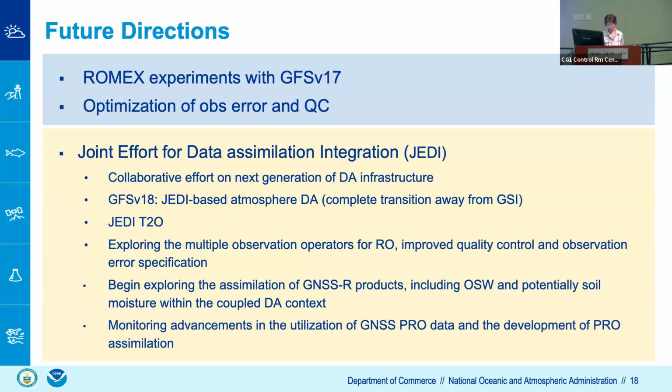There are several things that we want to explore in the near future, including taking advantage of the JEDI system to test or evaluate different ops operators, and also explore assimilation of the GNSS-R ocean surface wind and the soil moisture data. And we're very interested in the PRO data and the utilization of this data in data assimilation. That's all from me. Thank you.